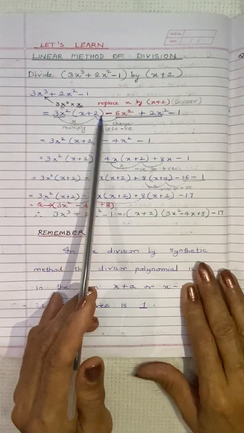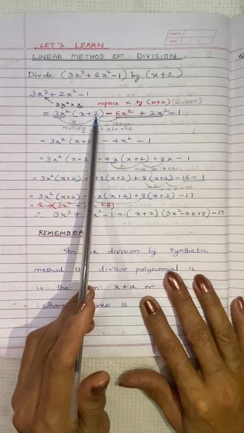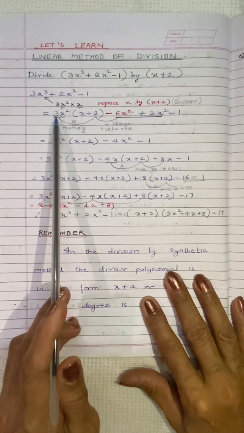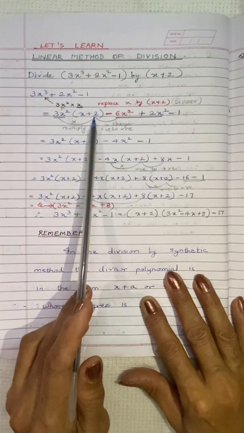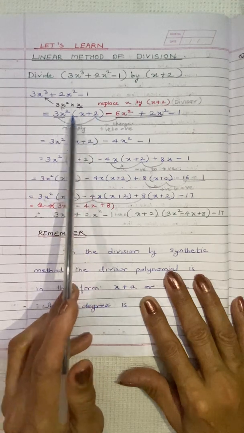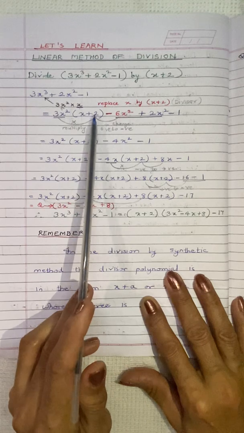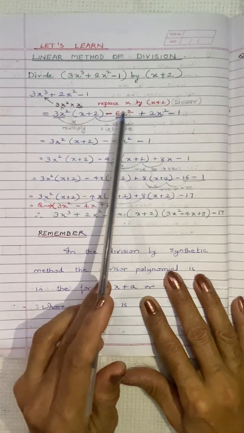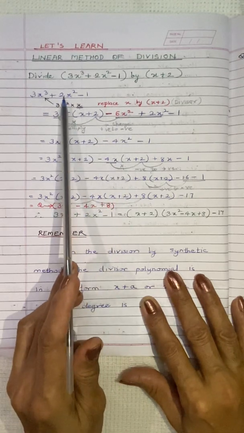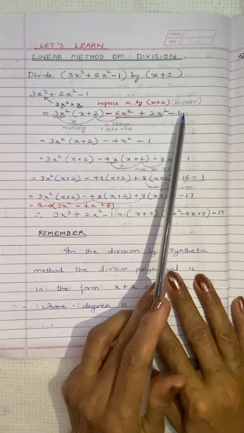Now after writing this, we need to multiply 3x square with 2. So 3x square multiplied by 2, the result is 6x square. The product 6x square is positive, but we will write it over here as negative 6x square, and we'll continue to write 2x square minus 1.